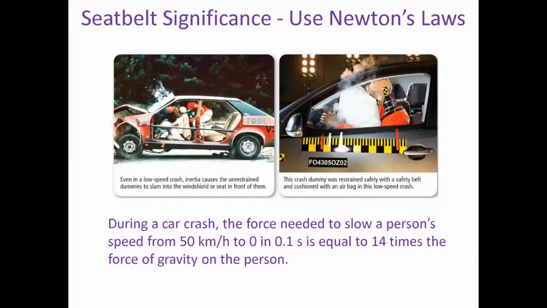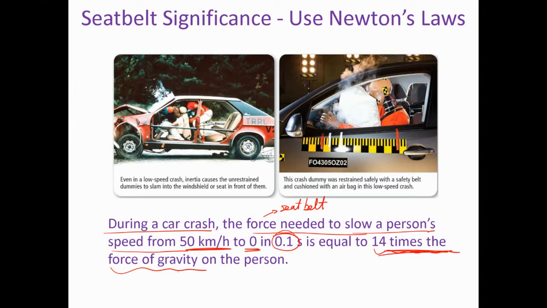During a car crash, the force needed, the force coming from the seat belt, to slow a person's speed from 50 kilometers per hour to zero in 0.1 second is around 14 times the force of gravity. See, it's a very high force, around 15 times the force of gravity.